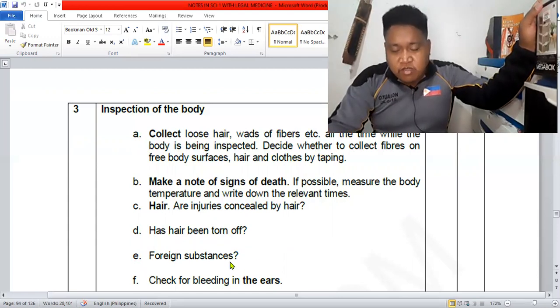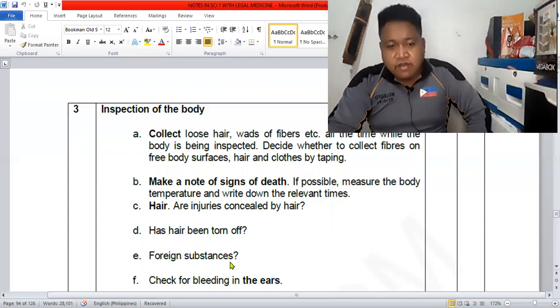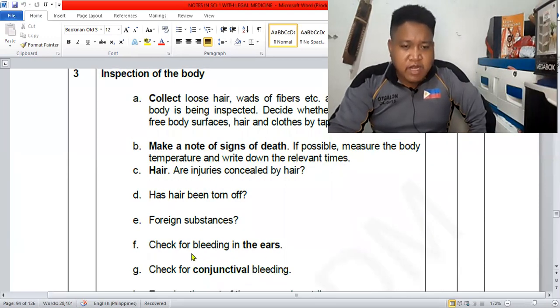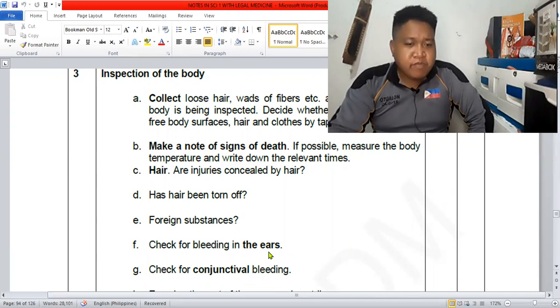Foreign substances. So pag sinabing foreign, these are substances that are different or these are unusual. Check for bleeding in the ears. Importante yan. Kasi pag may bleeding, there is trauma. There is serious trauma on the body, especially the head.